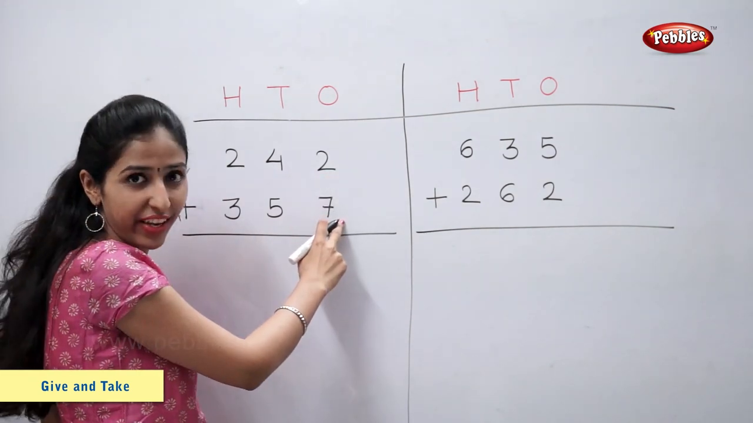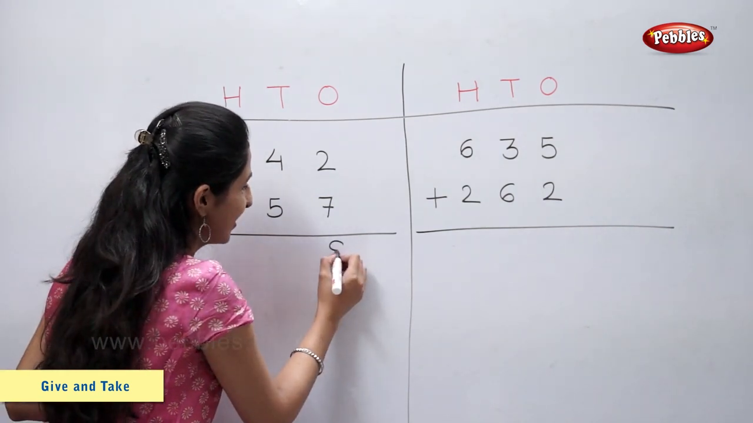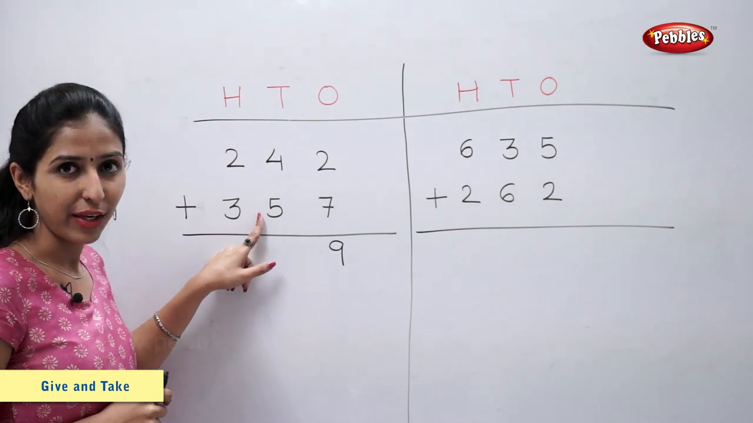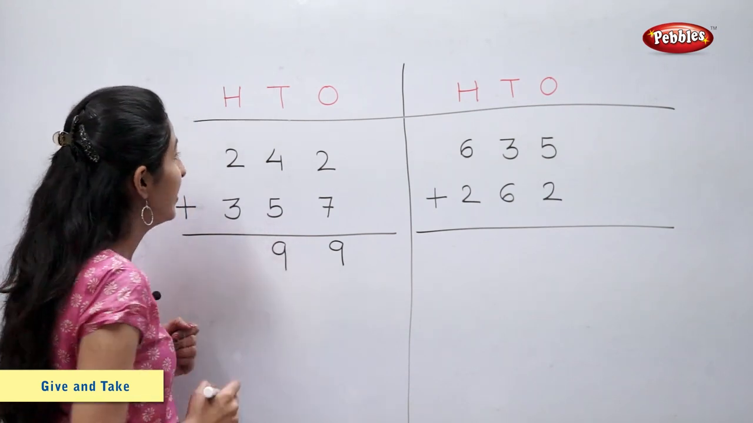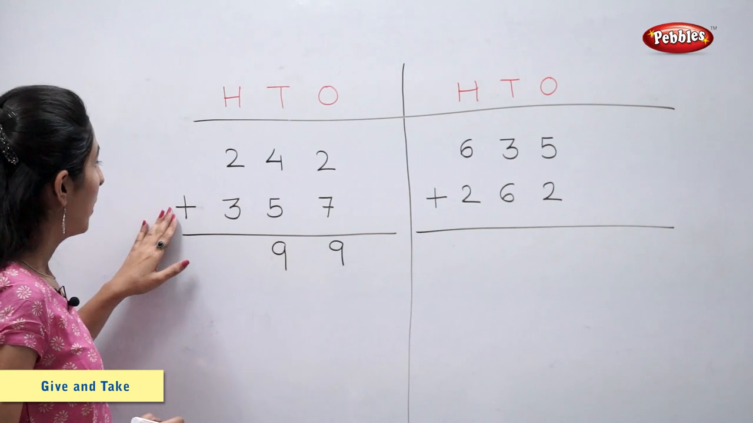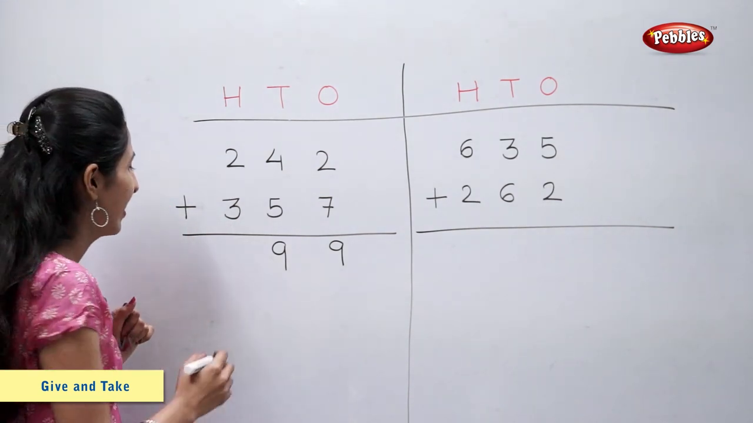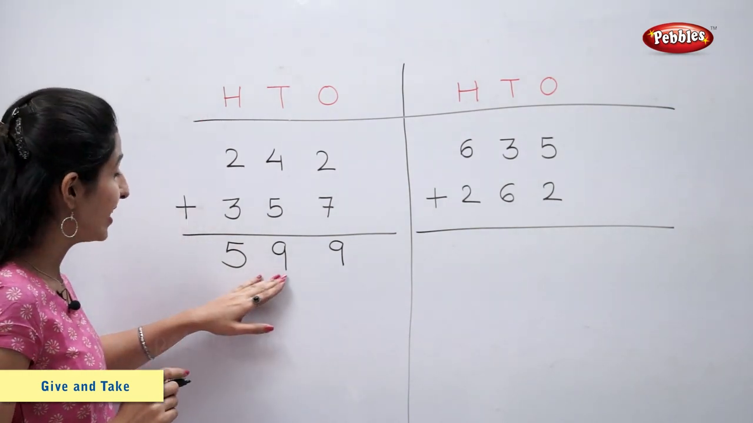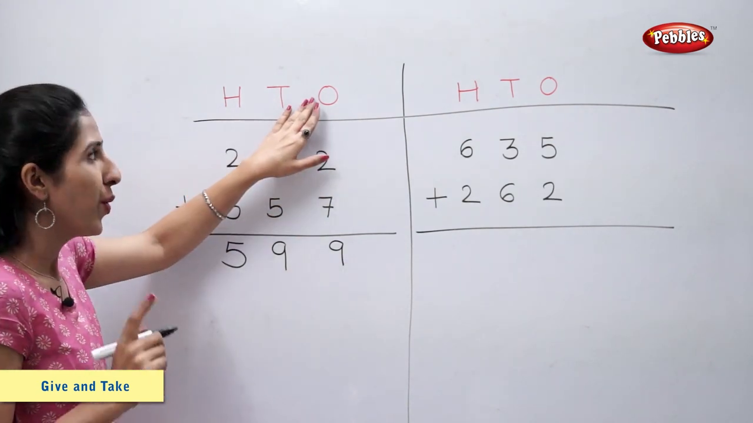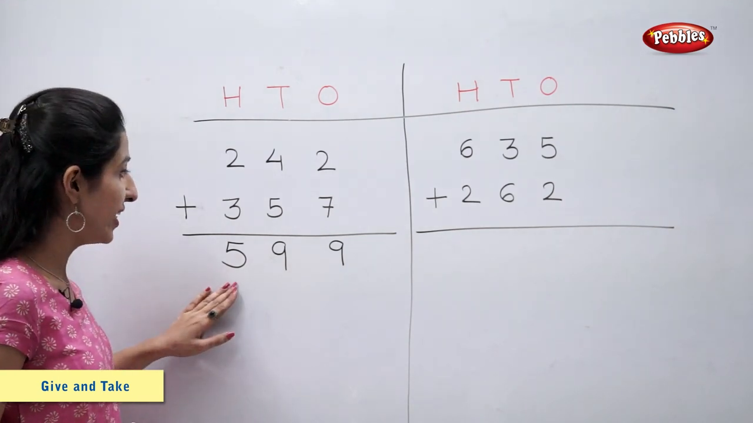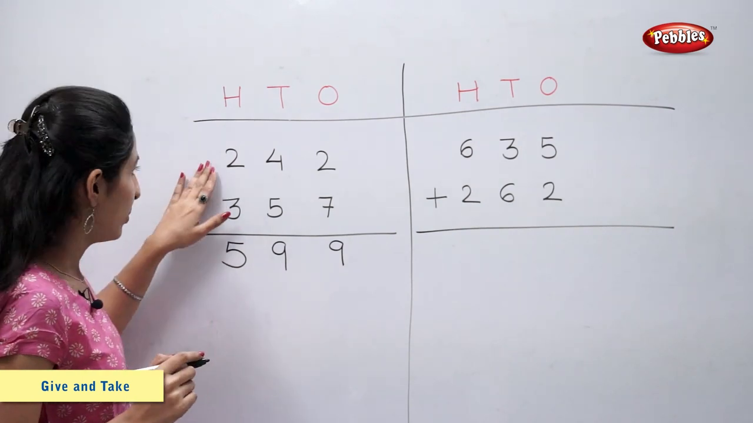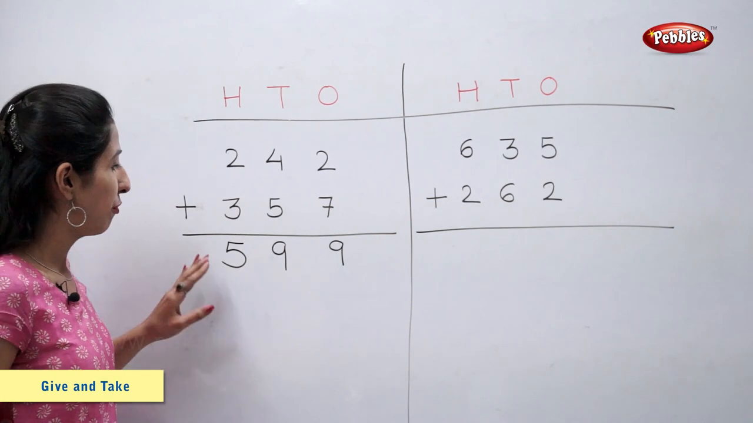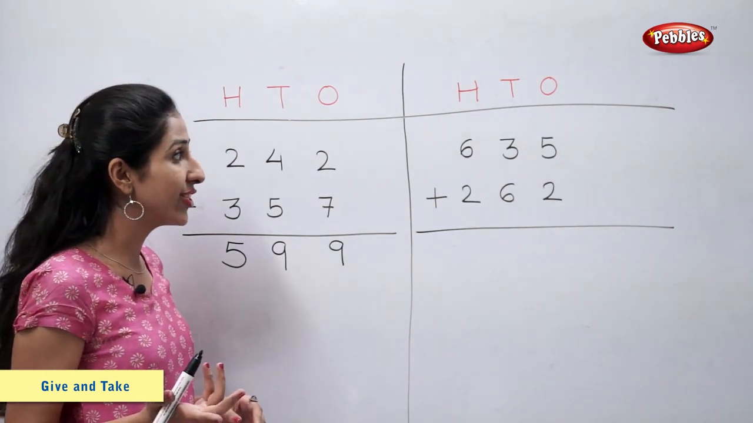2 plus 7 is equal to 9. Tens. 4 plus 5 is equal to 9. Now, hundreds. 2 plus 3 is equal to 5. Now, we have 5 hundreds, 9 tens and 9 ones. So, the number is 599. So, 242 plus 357 is equal to 599.